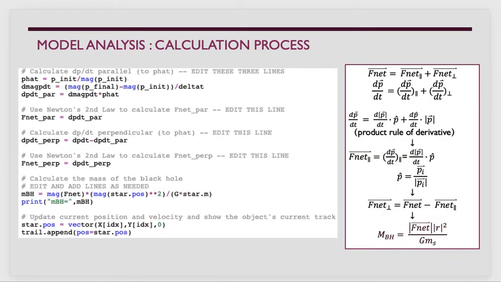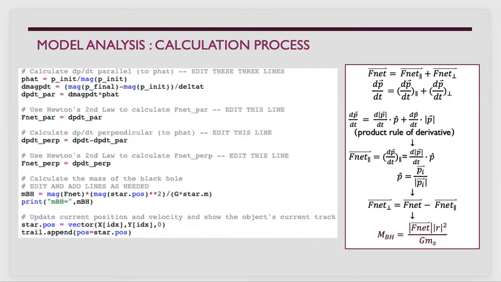Here, the calculation process is designed to calculate the mass of the black hole. We know that F net is equal to the sum of its perpendicular and parallel components, and dp dt is also equal to dp dt parallel plus dp dt perpendicular. When we use the product rule of the derivative here, we can calculate that F net parallel is equal to the d magnitude of p divided by dt times p hat, and p hat is equal to p initial divided by the magnitude of p.